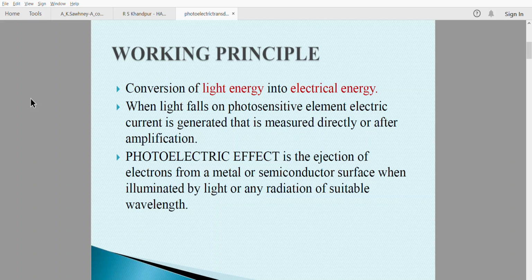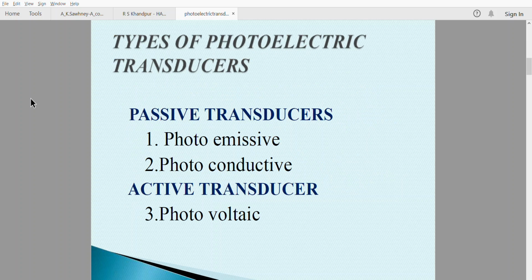What is the photoelectric effect? It is the phenomenon of ejection of electrons from a metal or semiconductor surface when illuminated by light or any radiation of suitable wavelength. Okay. What are the types of photoelectric transducers? Photoelectric transducers vary between two things: passive transducers and active transducers. Passive transducers do not require a power source, but active transducers do require a power source.